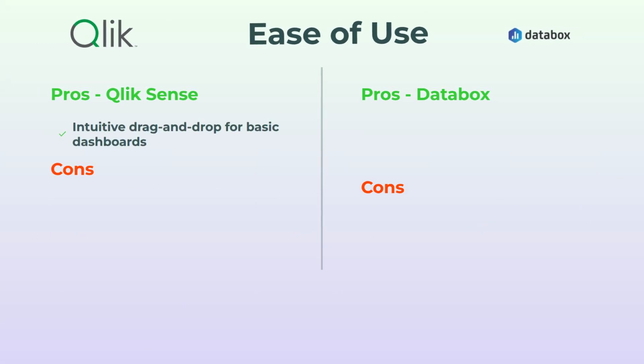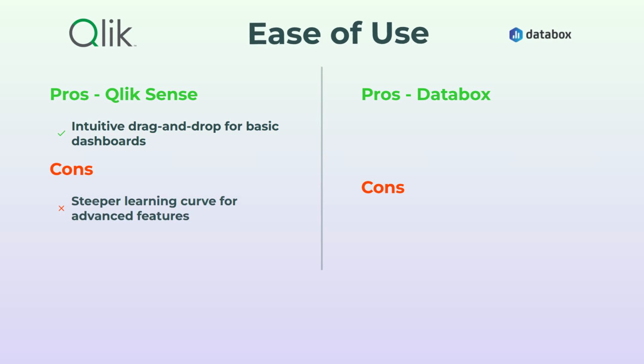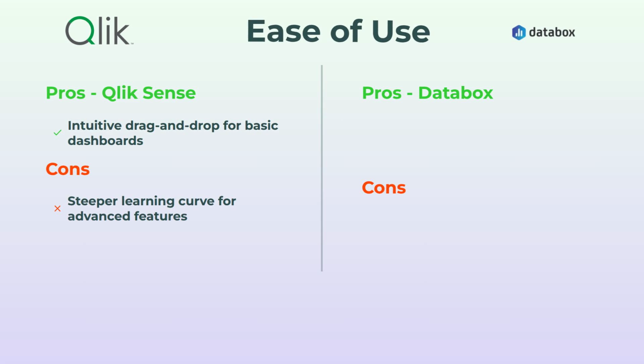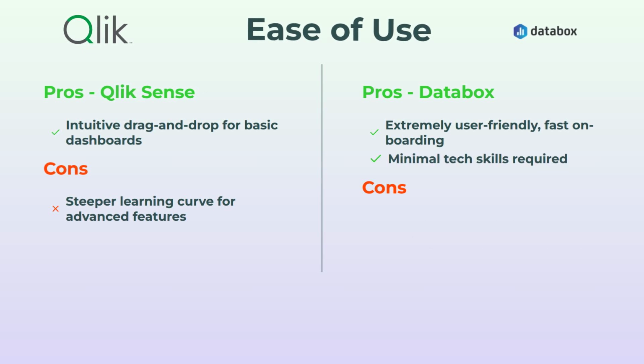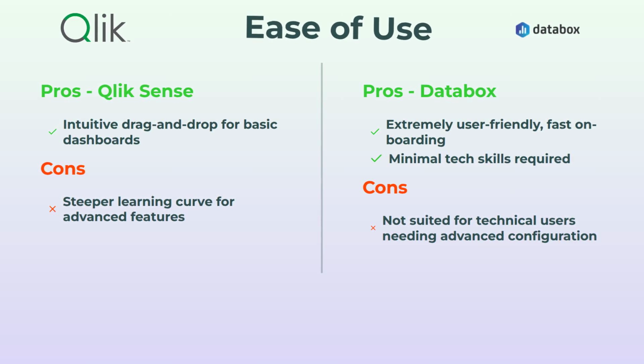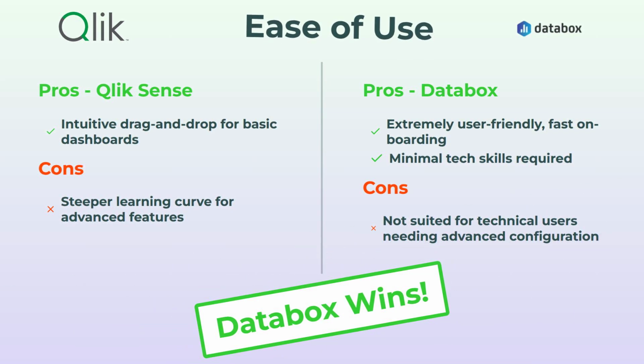Now, about ease of use. This one's tricky. Qlik does offer an intuitive drag and drop for those basic dashboards, but once you get into advanced stuff, the learning curve goes up, no question. Databox, meanwhile, is ridiculously easy. I mean, you can onboard your whole team in an afternoon, and nobody needs to be a tech wizard. It's honestly the kind of platform where you never have to read the manual. Just click and go. So Databox totally slaps in the usability department.